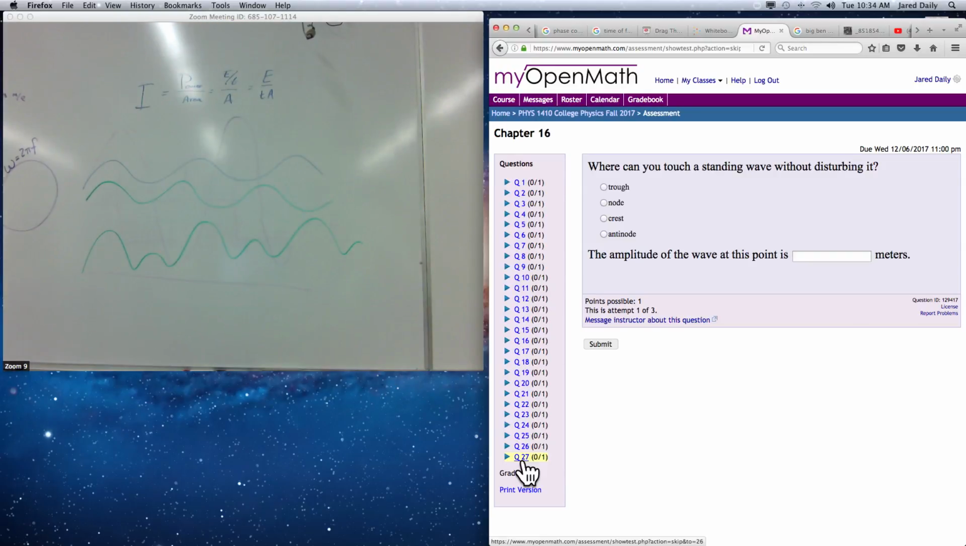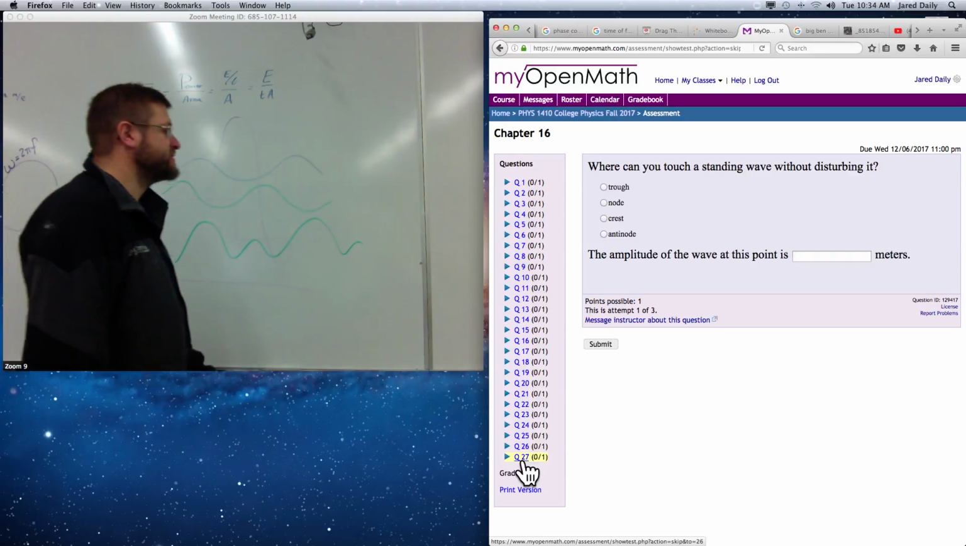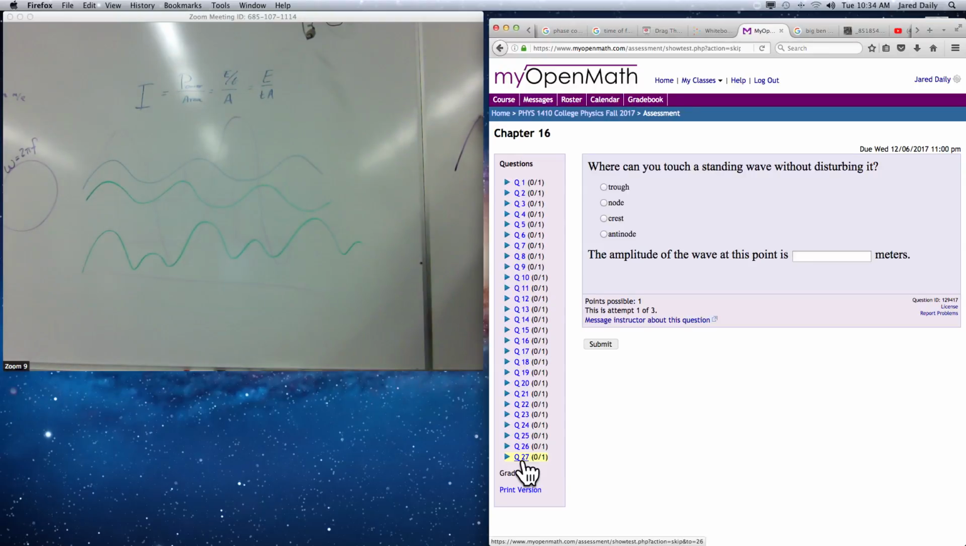There's one last thing the last question asks you about: where you can touch a wave without disturbing it. So waves have this oscillatory motion, of course, and right here we call these places the equilibrium points when we're talking about standing waves, but we also call them nodes. This node is a place where the movement of the material is zero. It's not moving, it's not waving.